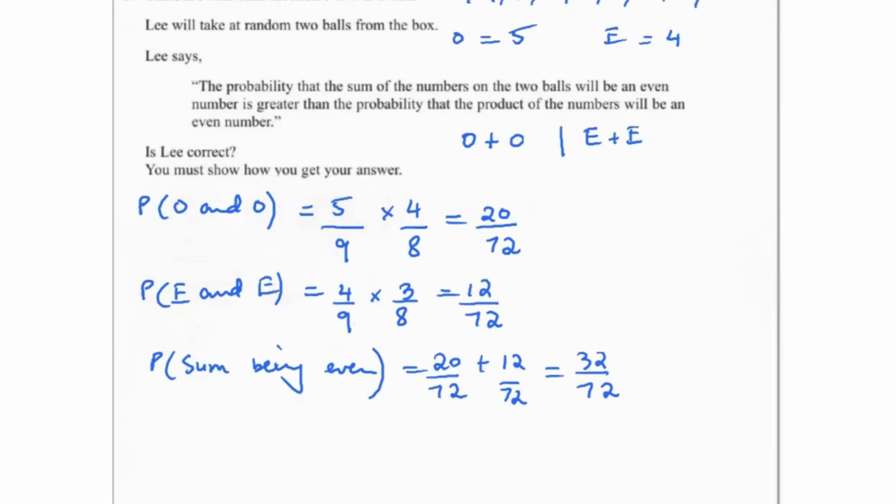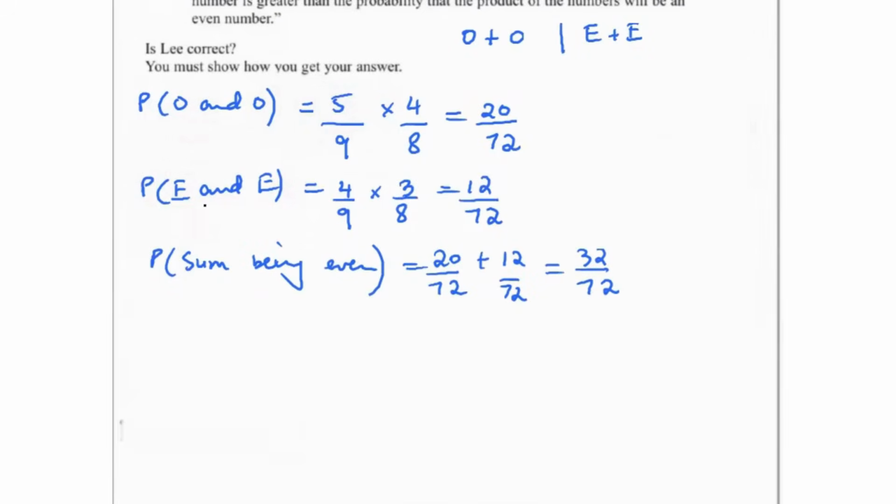Now for the product, we know that we can get an even number if we're multiplying an even with an odd or an odd with an even. So we can pick odd first, and then even. So that's going to be 5 out of 9 times 4 out of 8, which is 20 over 72.